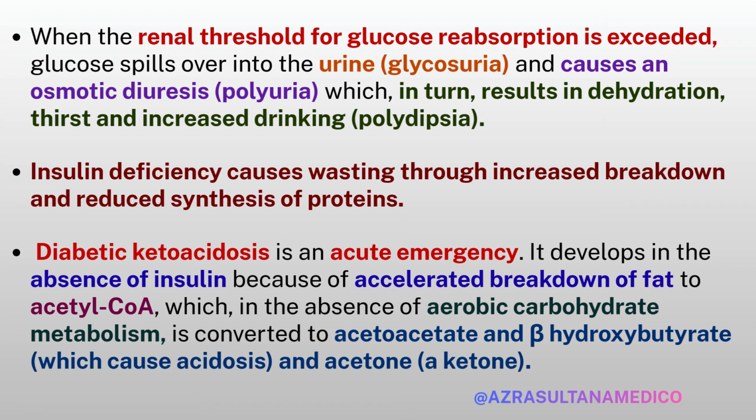In the absence of insulin, fat breakdown accelerates, producing large amounts of acetyl-CoA. Since glucose cannot be effectively used in aerobic metabolism, acetyl-CoA is converted into ketone bodies: acetoacetate, beta-hydroxybutyrate, and acetone. Acetoacetate and beta-hydroxybutyrate accumulate in the blood and cause metabolic acidosis, while acetone contributes to the characteristic fruity breath odor. If not treated promptly, diabetic ketoacidosis can be life-threatening.